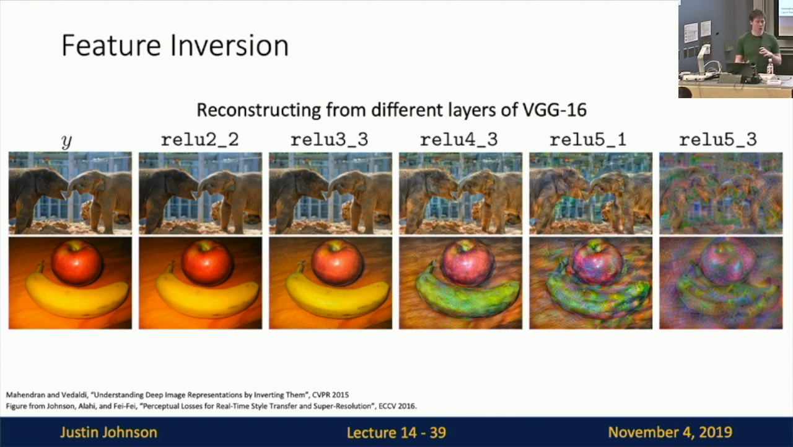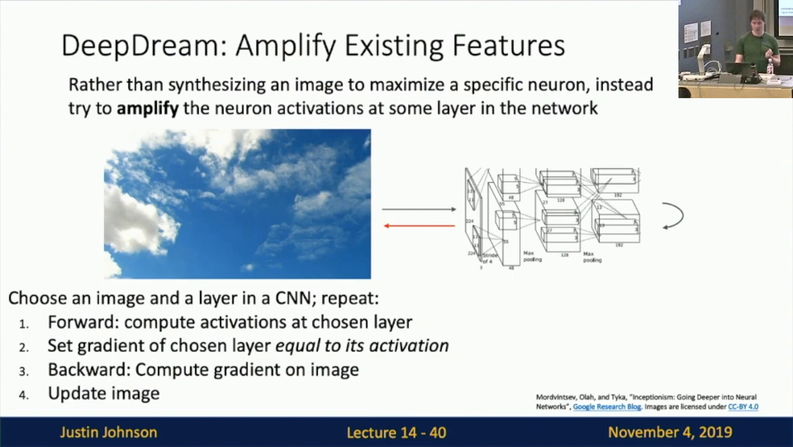Okay, now that we've used all these gradient techniques to peer into trained networks, it turns out we can use a lot of these same techniques to have some fun. One idea is this project from Google from a couple years ago called DeepDream. The idea in DeepDream is that we want to take an existing image and then amplify whatever features were present in the original image. So we take our original input image, run it through the CNN, extract features at some layer of the network, and now set the gradient of that layer equal to the activation values themselves, and then backpropagate and update the image.